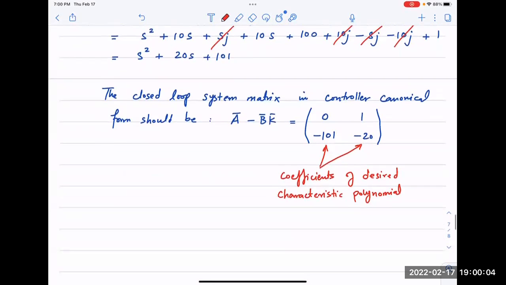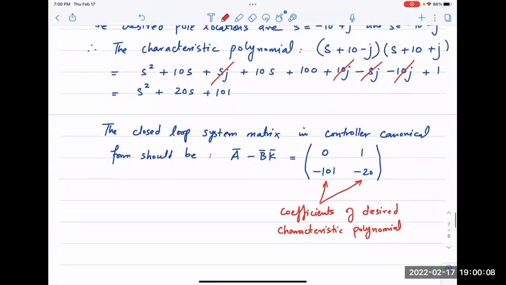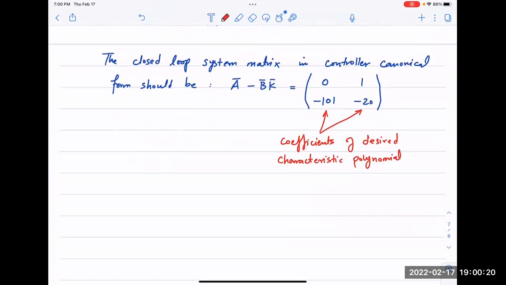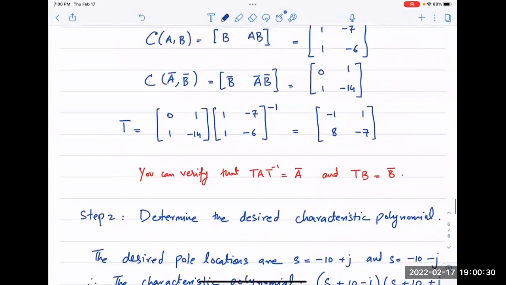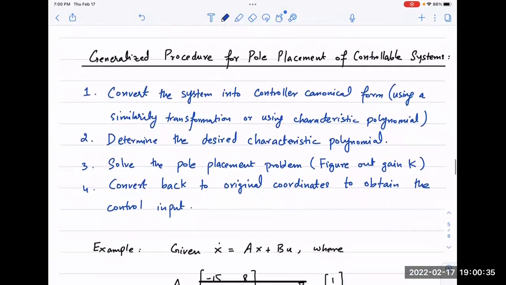Now, this is where we want to get to, and we want to see what the K would be. But we can only figure out K bar at this time. So that brings us to our next step, which is to solve the pole placement problem. Actually, I should say K bar here.